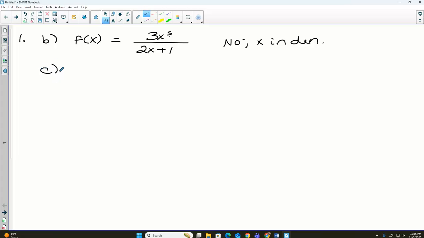C, that one is not a polynomial. It looks okay at first. We're just adding and subtracting different terms. But the reason it's not is right here, that 1/2 power. So no, because there is a fraction in your exponent.